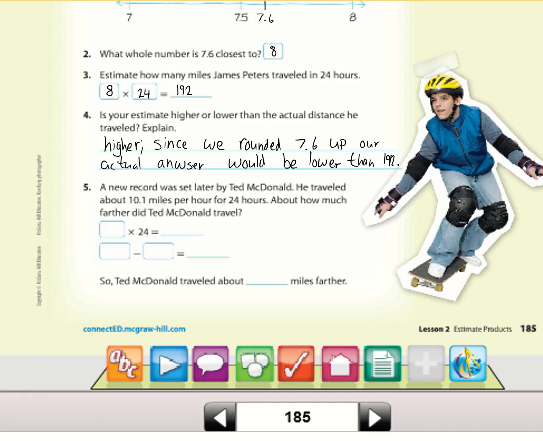Number 5, a new record was later set by Ted McDonald. He traveled about 10 1/10 miles per hour for 24 hours. About how much farther did Ted McDonald travel? So if it was 10 1/10 miles, we're going to round this to 10, because 1 is 4 or below, so we're going to round down. 10 times 24 equals 240. And the other one was 192, so we're going to subtract that and say 48. So Ted McDonald traveled about 48 miles farther.